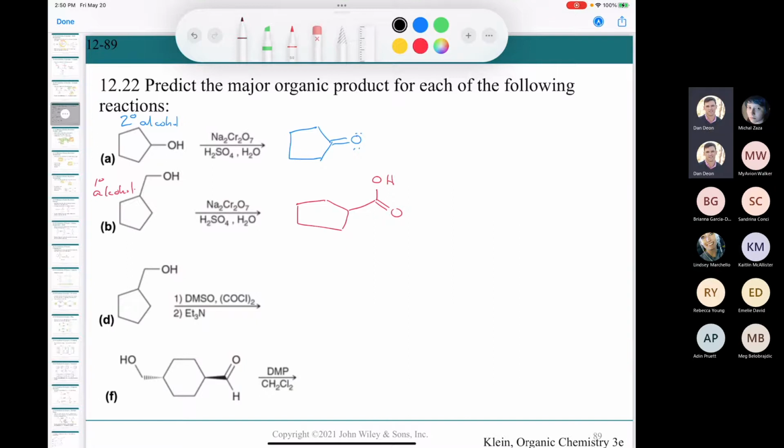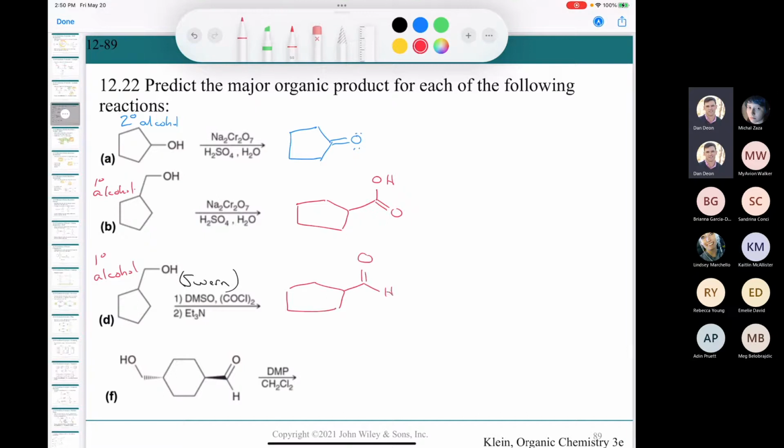The next one is a Swern reaction. So this is the Swern oxidation. First step is dimethyl sulfoxide and oxalyl chloride. The second step is triethylamine, and that's going to oxidize the primary alcohol not to a carboxylic acid, but to an aldehyde. So let's draw the structure of that aldehyde, which would look like this.